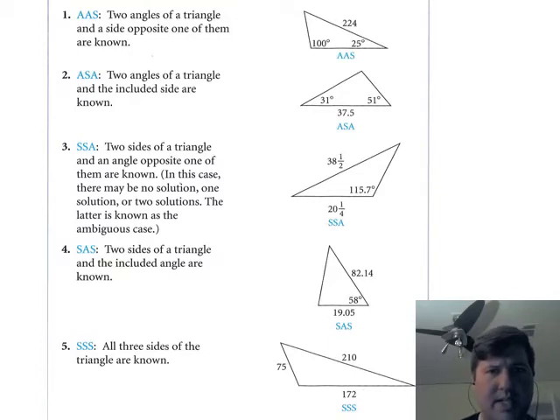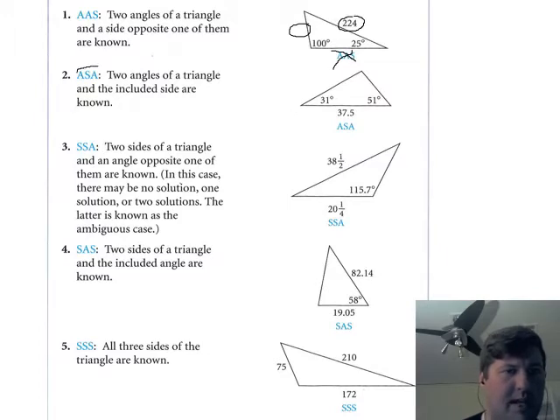The way these are written tells you kind of what you have. For instance, AAS means I have 2 angles, and then I have one of these other 2 sides over here. Either I have this one I've been given. They could have just as easily put the 224 over here. But what this means is we don't have this side. We don't have the side in between the 2 angles.